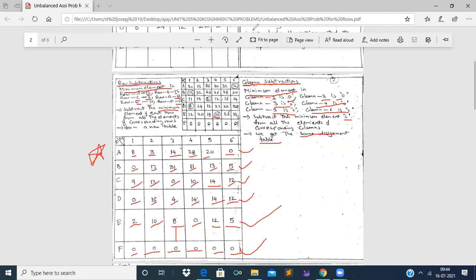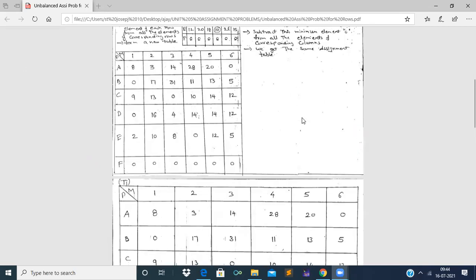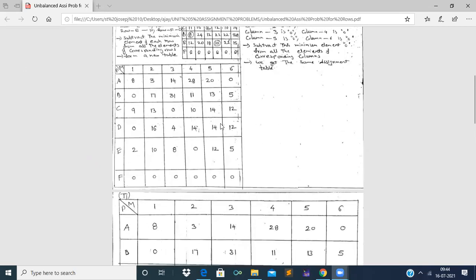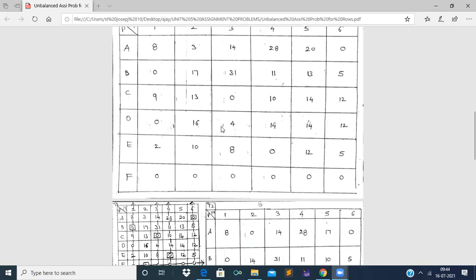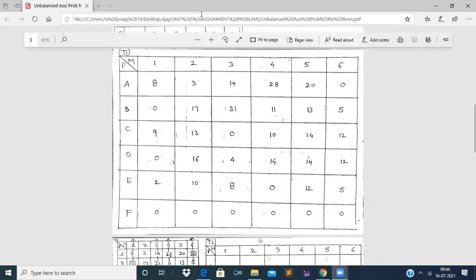So, let us proceed to the next page. See here, the same table is taken as table T1 here. So, now let us start assigning. As the row subtractions and column subtractions are finished, it is the first step of Hungarian method.